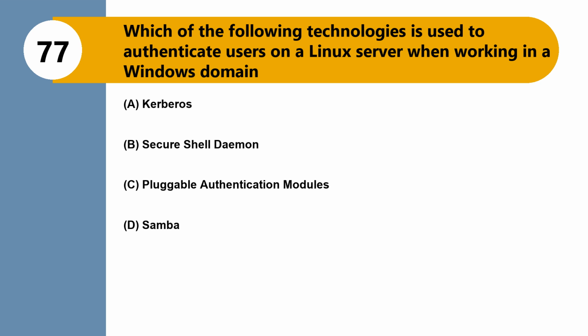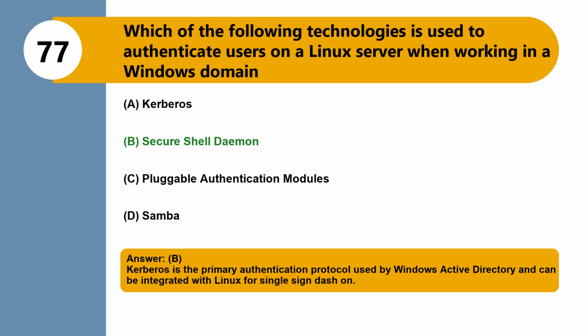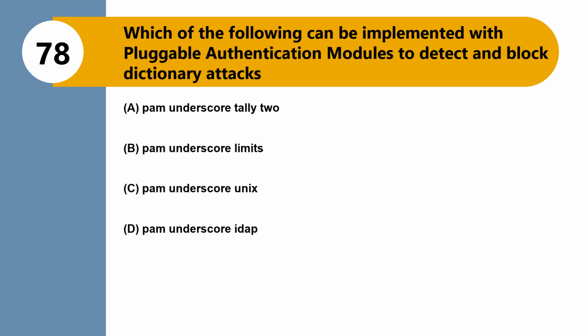Option A. Kerberos. Option B. Secure Shell Daemon. Option C. Pluggable authentication modules. Option D. Samba. The correct answer is option B. Secure Shell Daemon. Kerberos is the primary authentication protocol used by Windows Active Directory and can be integrated with Linux for single sign-on.